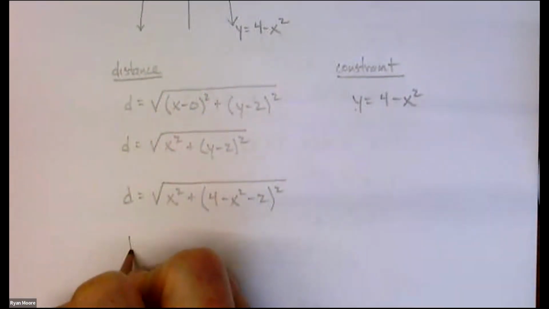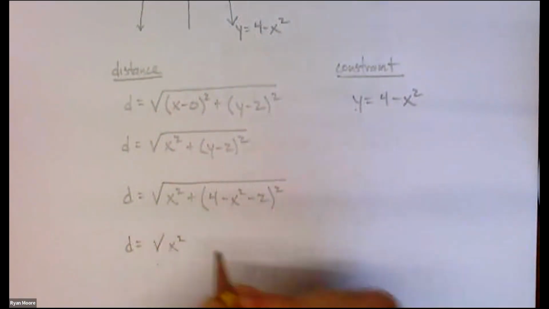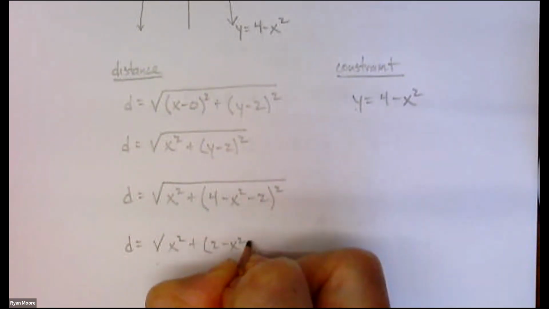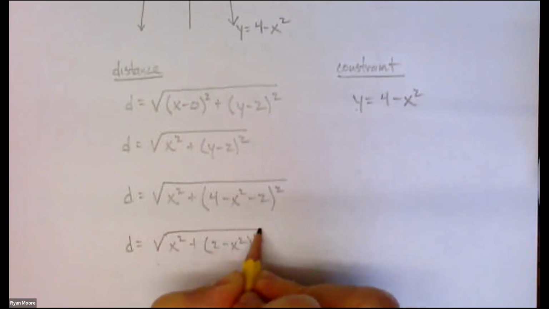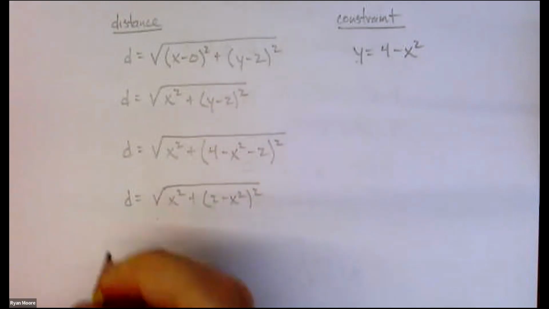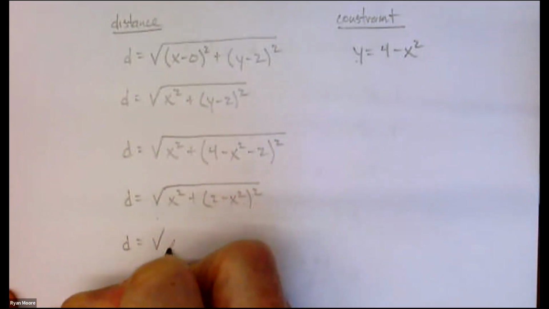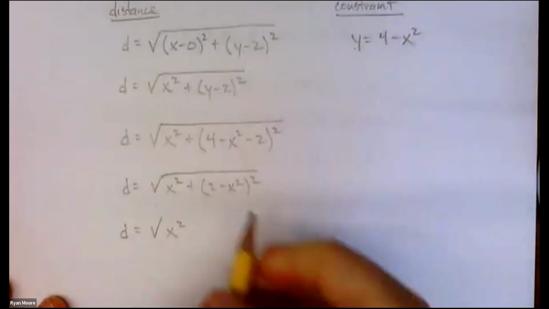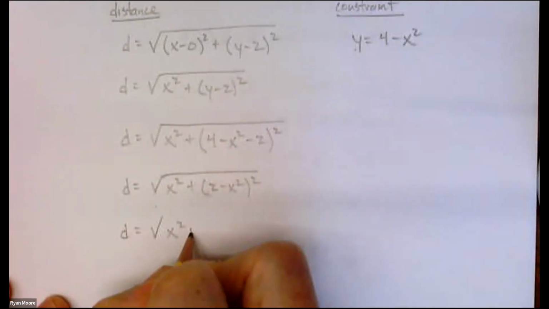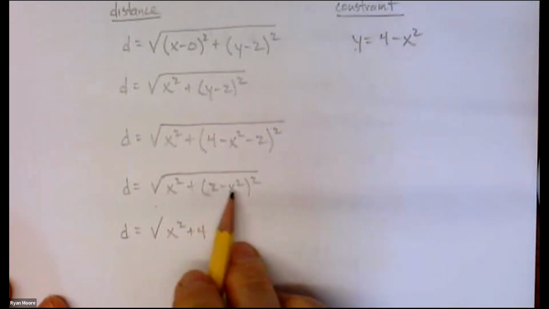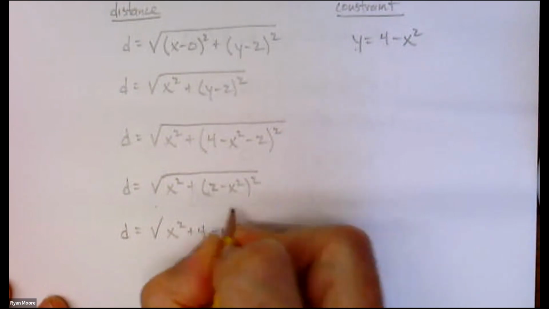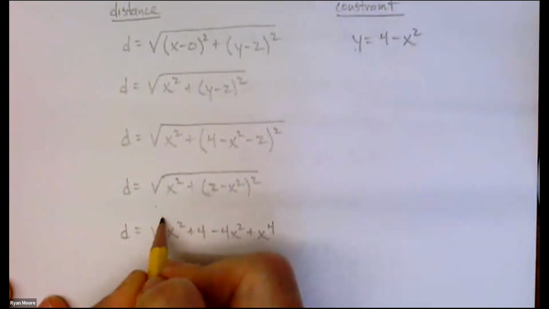And let's start to simplify this. x squared plus 4 minus 2 is 2 minus x squared, squared. At this point, we might as well multiply all that out. I think it will actually be simpler that way. So let's see here. This would be plus 4. Inside outside would be minus 4x squared plus x to the 4th.